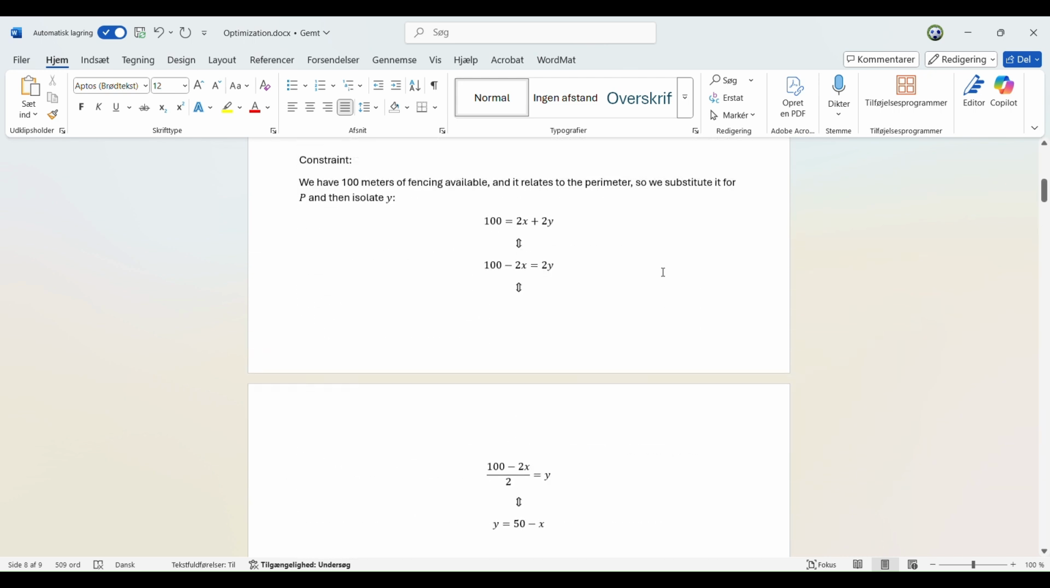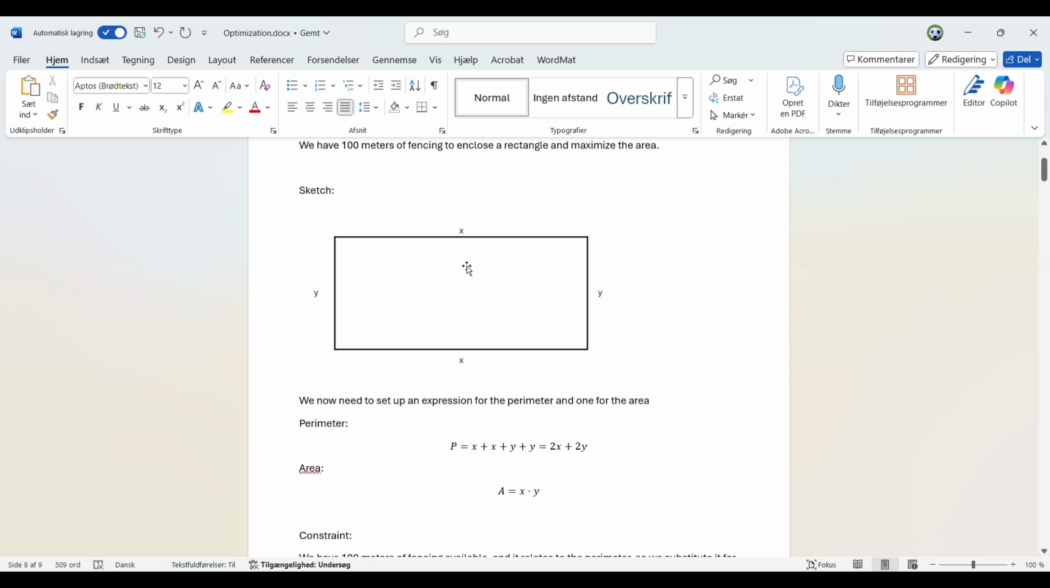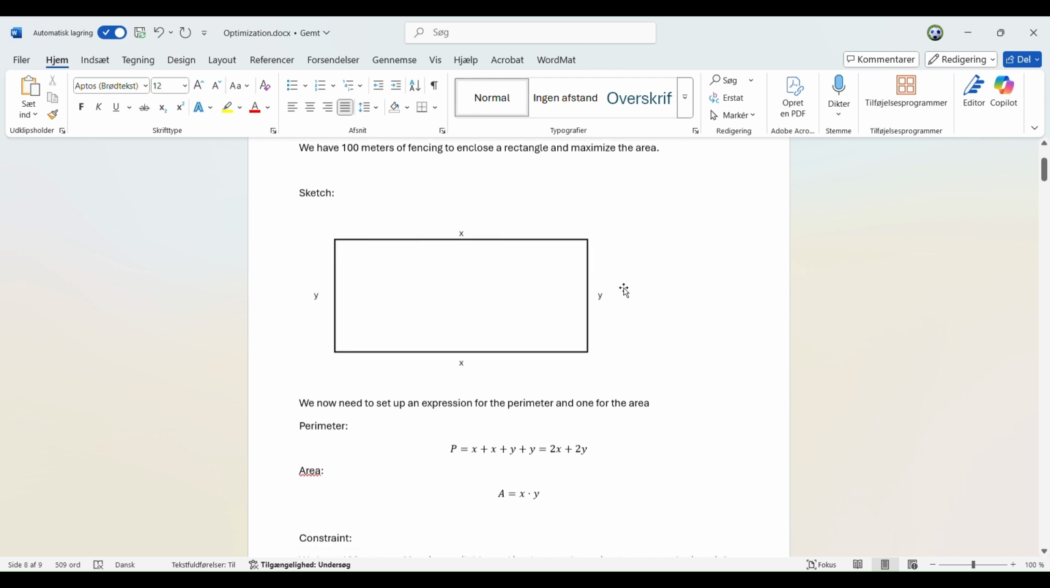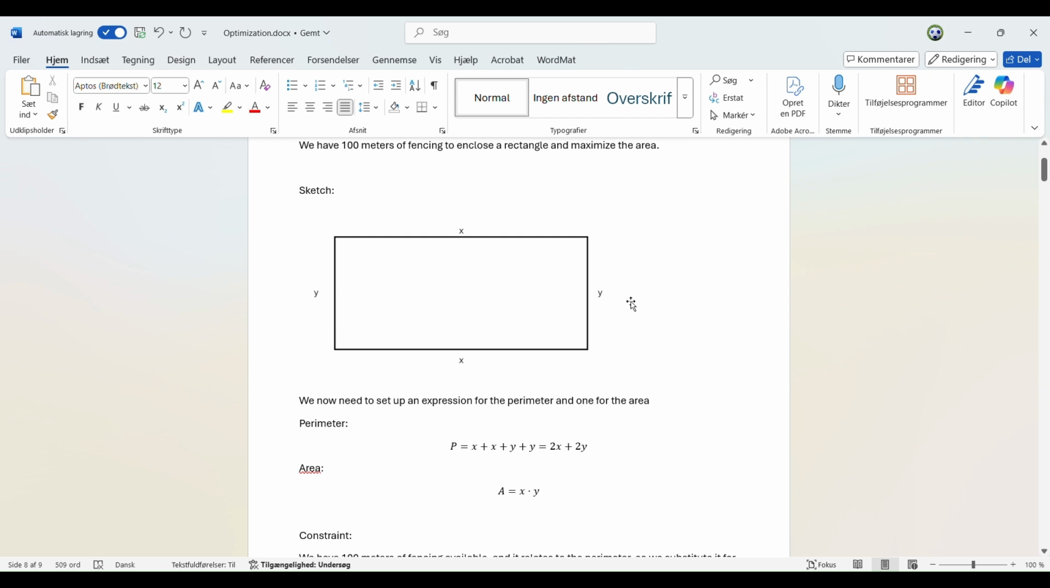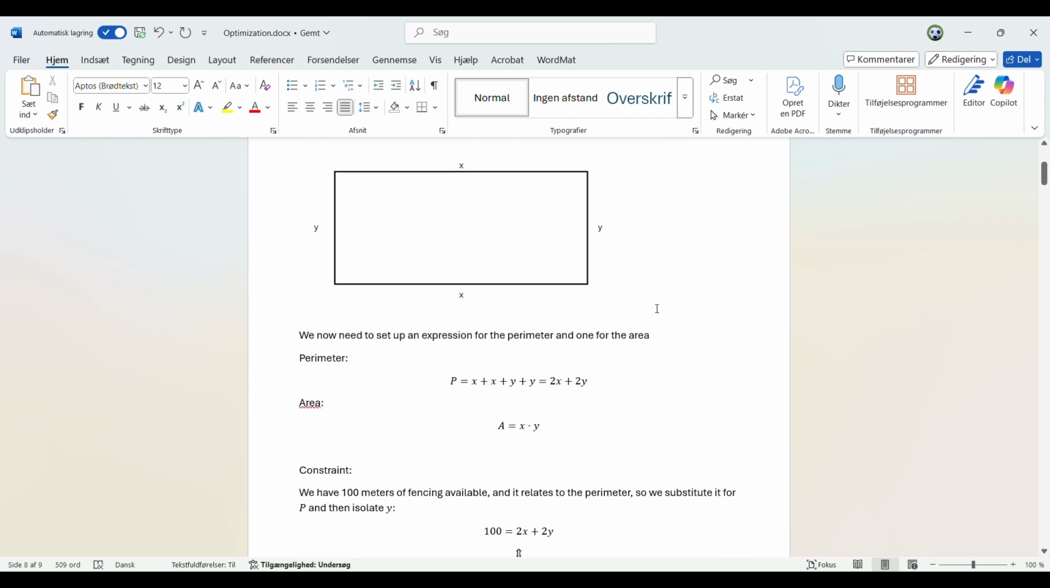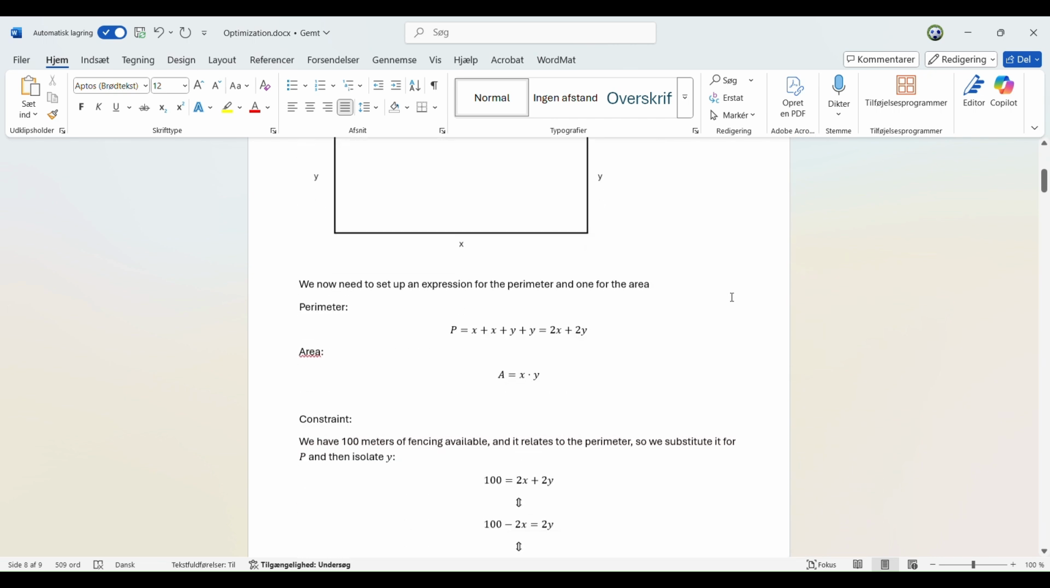So that means that our optimal area or use of our fencing would be to make a square, because the sides of x would be 25 each and the sides of y would be 25 each. So that's 4 times 25, that's 100 meters, and that will give us a square. So a square would be the optimal rectangle if you want to maximize an area, for example, for an enclosure.